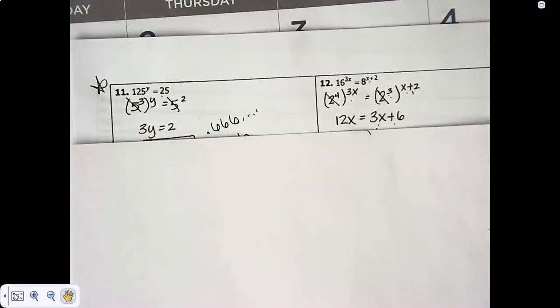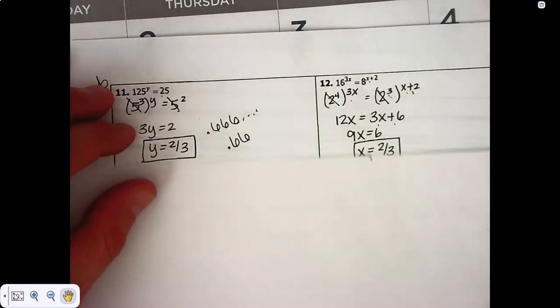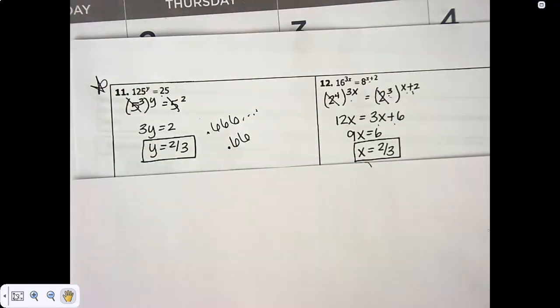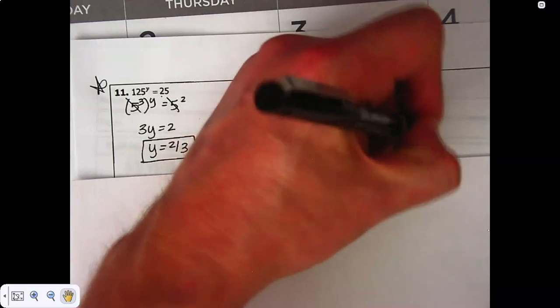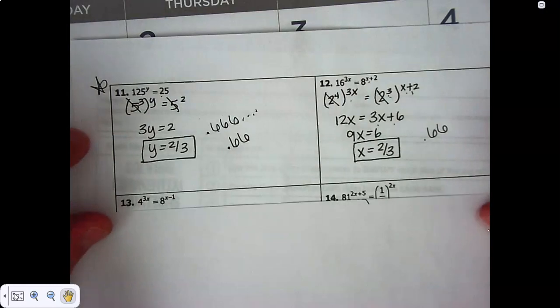All right, now, once again, I go ahead and just solve this, combine my like terms, and solve for my variable. X equals 2/3 again. So remember, when you put it into your Google form, you put in 0.66, no rounding required. All right, number 13 and 14.